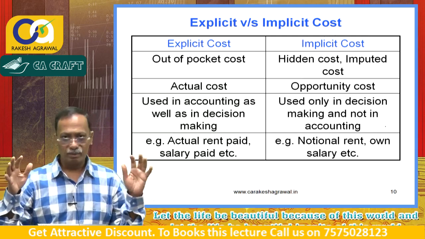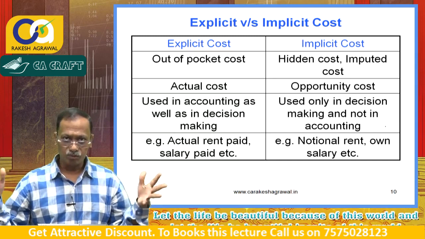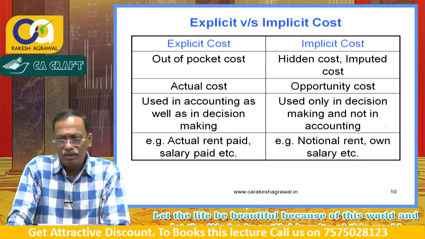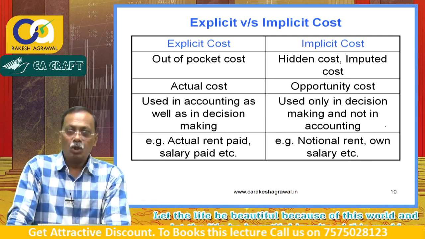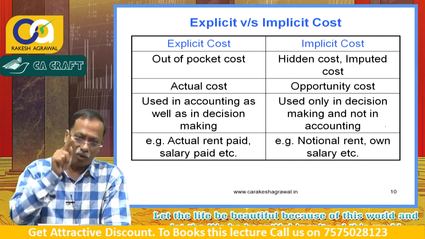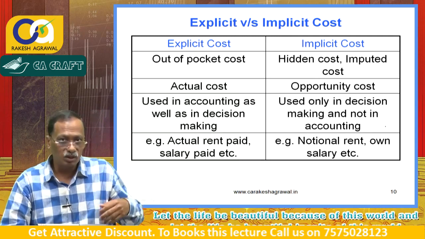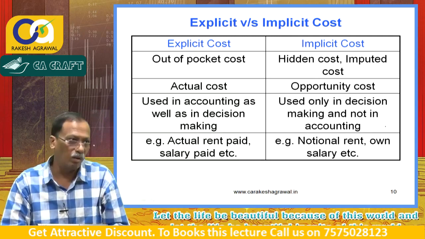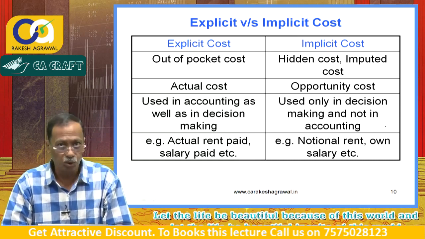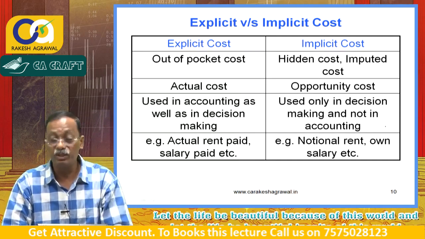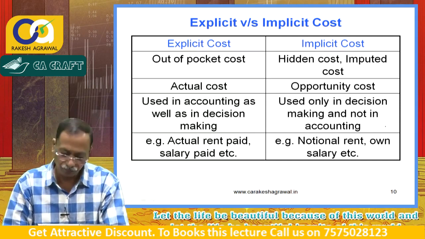Suppose I own the premises. I have got a classroom which is owned by me. So do I have to pay rent to anyone? No. So will I debit rent to the profit and loss account? Naturally no. It will never come in accounting, because when I have not spent money on rent, how can I debit it to the books of accounts? Accounting is done always with actual cost. We never do it with the notional cost.